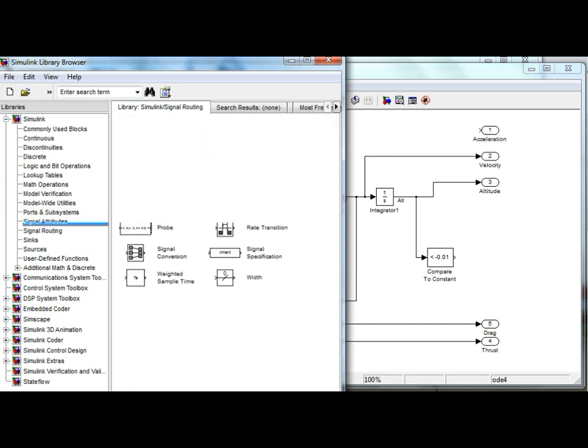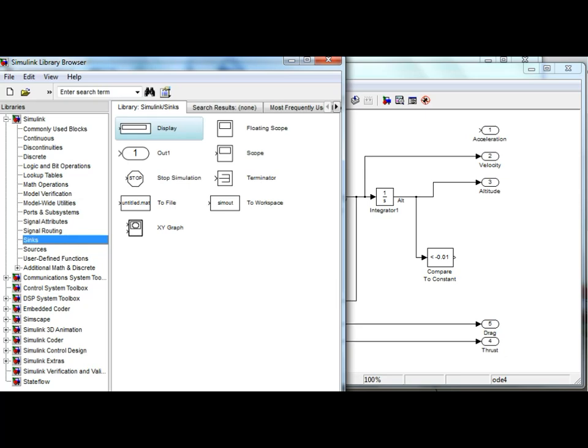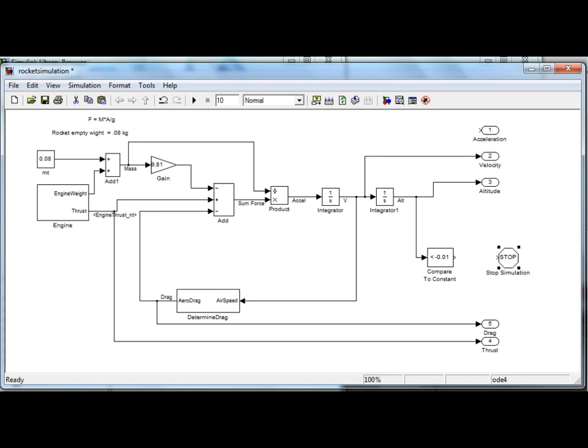Signal attributes, signal routing, sinks. Oh, it's a sink. Okay, because it just accepts data and dead ends it. Okay, so there's a stop. So when this compare to constant becomes true, the simulation will just stop.